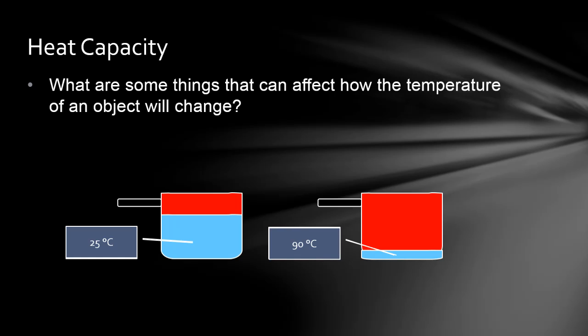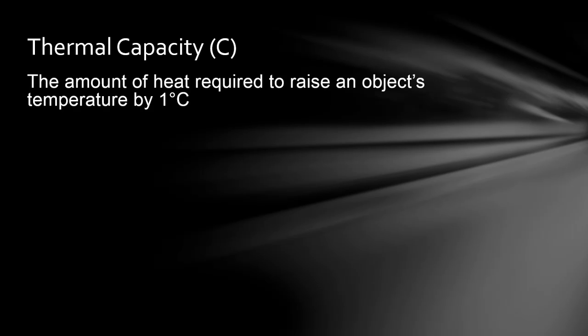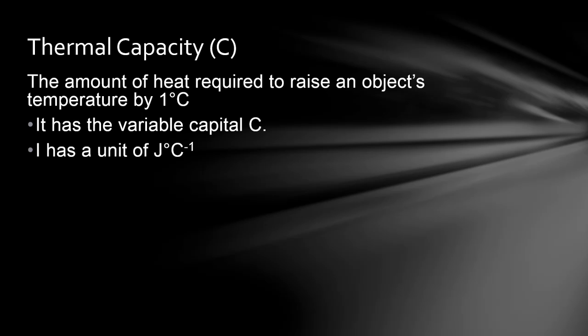So there are 2 things that affect an object's increase in temperature, and that is the material the object is made out of and its mass. The thermal capacity: the amount of heat energy required to raise the temperature of an object 1 degree Celsius. It is given by the variable capital C. It has the units of joules per degree Celsius.